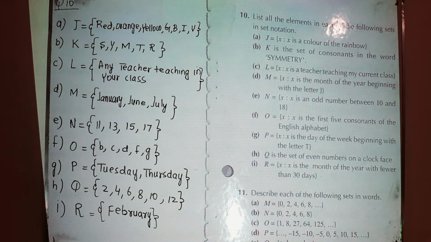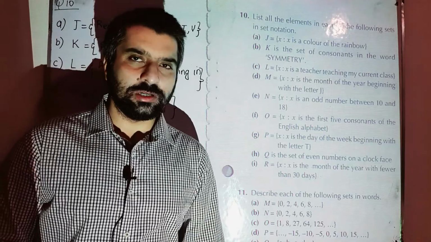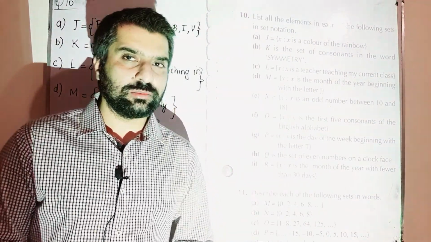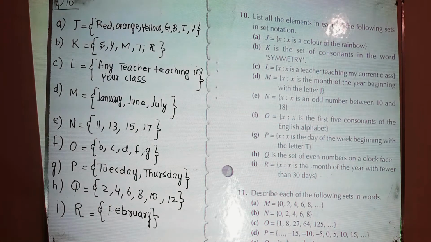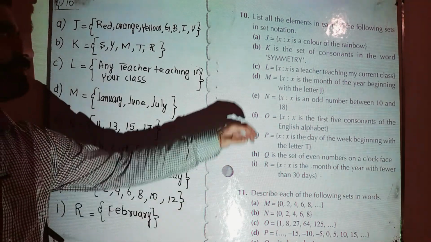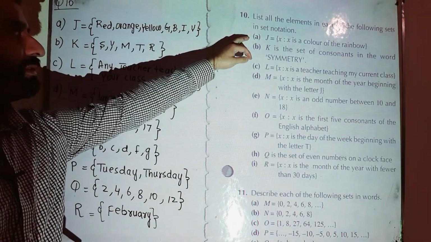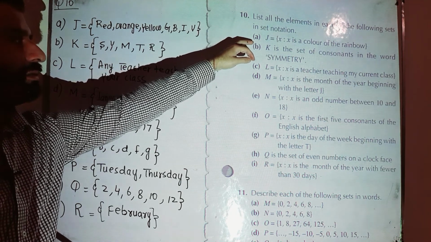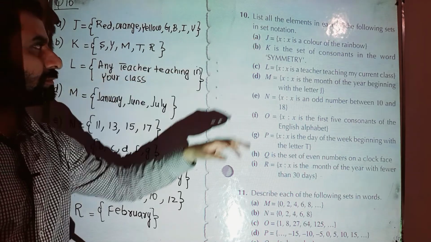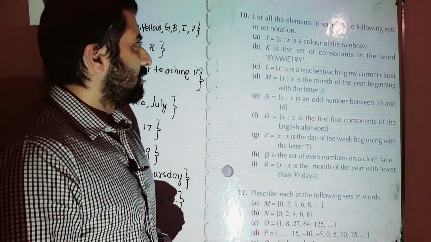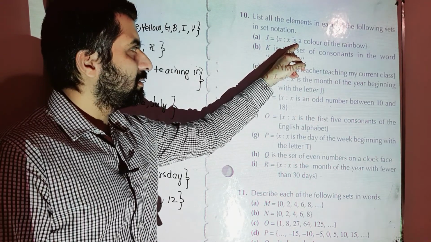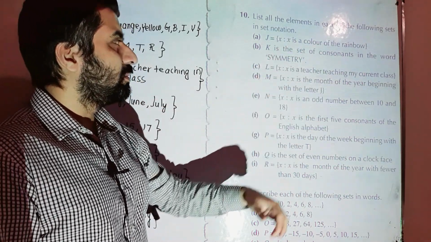In this video, I am starting from question number 10 of exercise 14A D2 7th edition. The chapter is on sets, and question number 10 is: list all the elements in each of the following sets in set notation. Part A is we have a set J where x is such that x is a color of the rainbow.